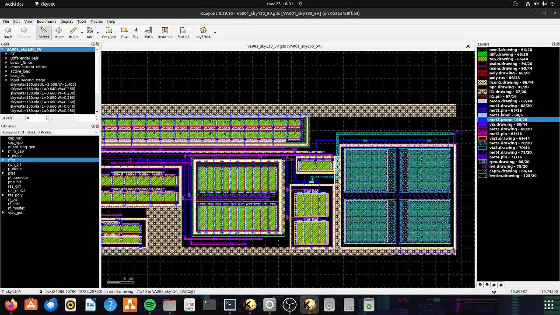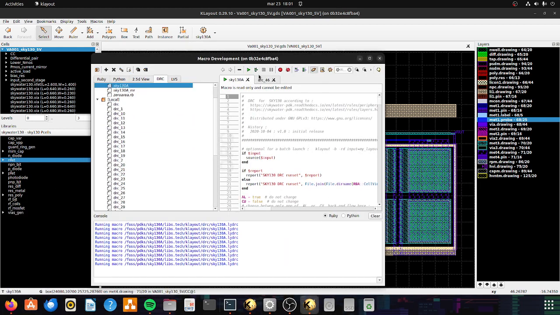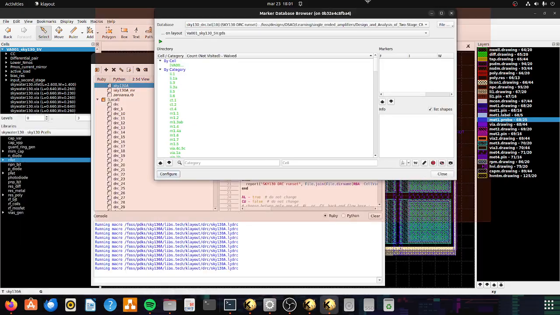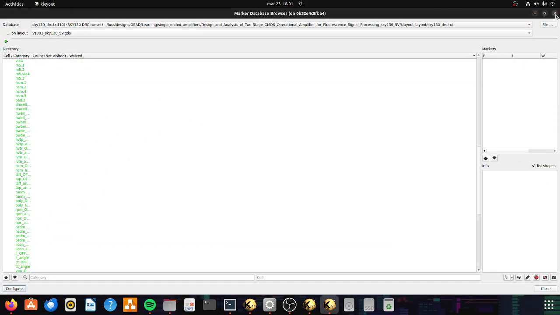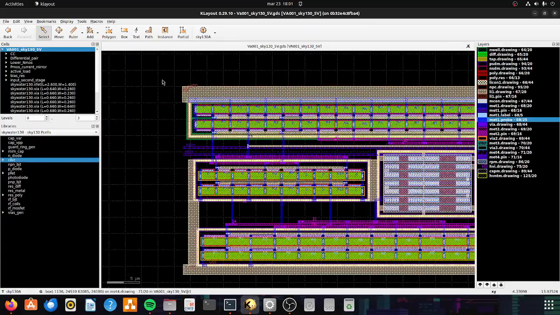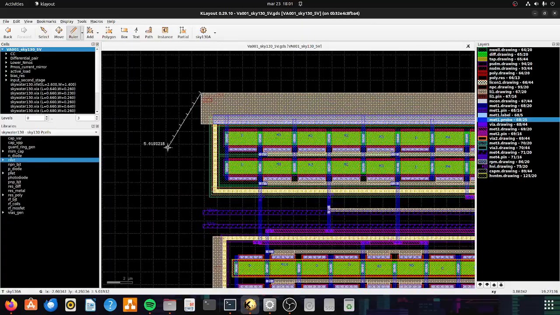Here I will show the DRC. Basically, there are no DRCs. The size is actually relatively small.